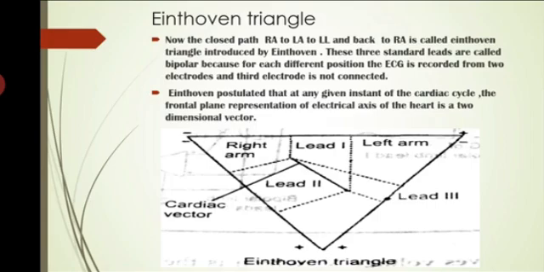These 3 standard leads are called bipolar because each position in the ECG is recorded from 2 electrodes, and the third electrode is not connected.